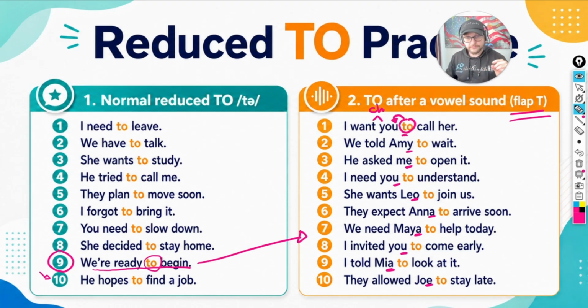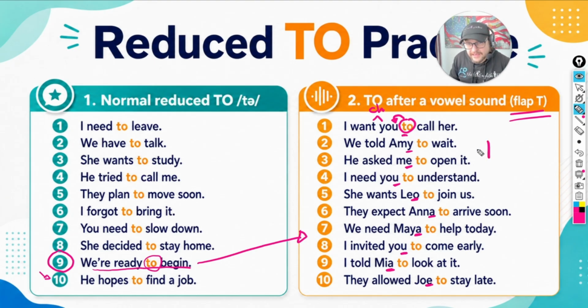Number 6, they expect Anna to arrive soon. Number 7, we need Maya to help today. Number 8, I invited you to come early. Number 9, I told Mia to look at it. Number 10, they allowed Joe to stay late.